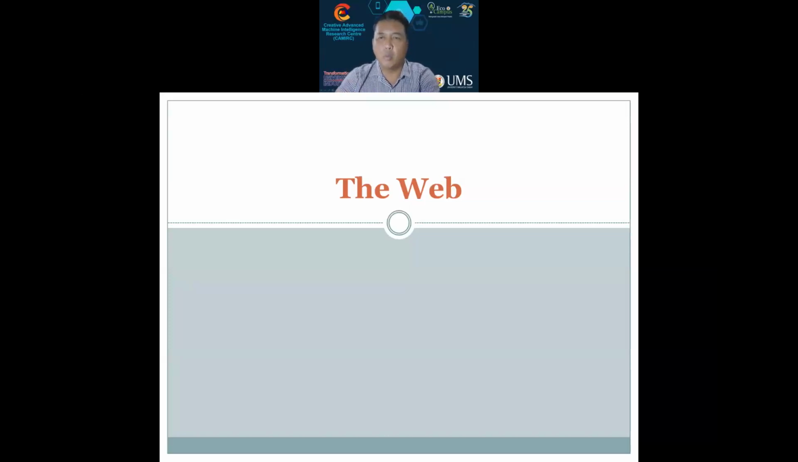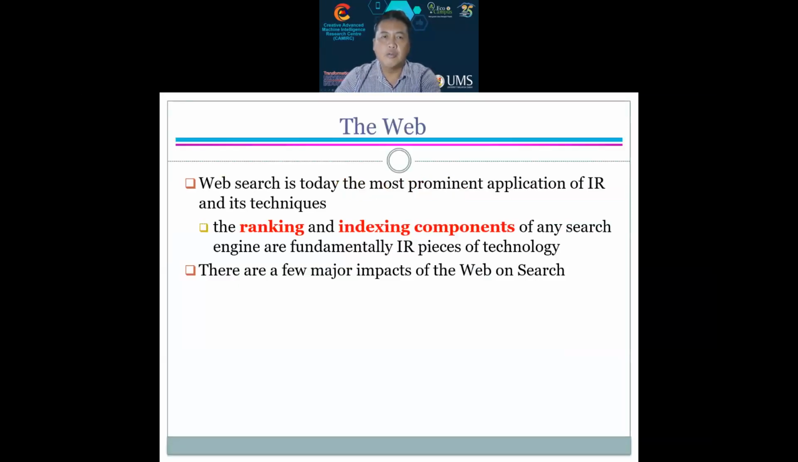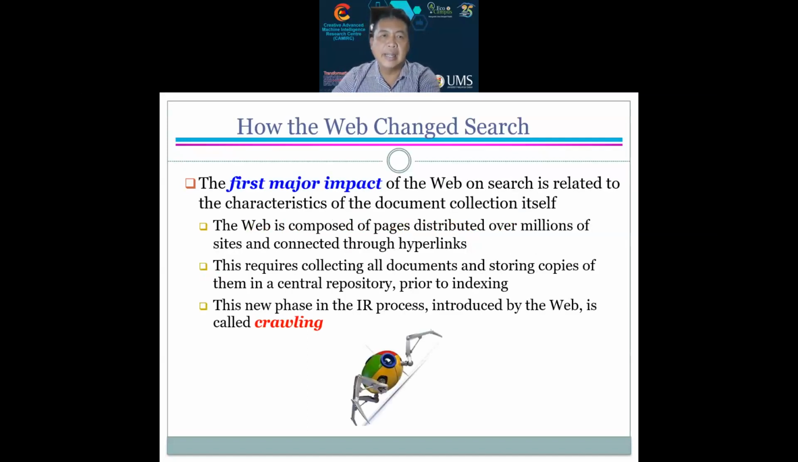The rise of IR is because of the web, because we have a lot of documents and information stored on the internet. For example, web search today is the most prominent application. So you need to be able to do the ranking and also the indexing component of any search engine. These are the impacts of the web.